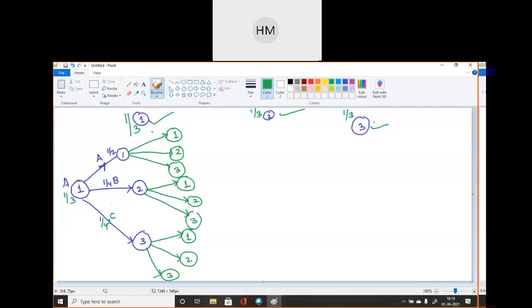So 1 to 1 transition, you can see in the backward diagrams. 1 to 1 transition was A. Okay? 1 to 2 transition was B. 1 to 3 transition is C. And the probabilities are, I should use a different color pen to put the probabilities. It is half. It is 1 by 4. It is 1 by 4.